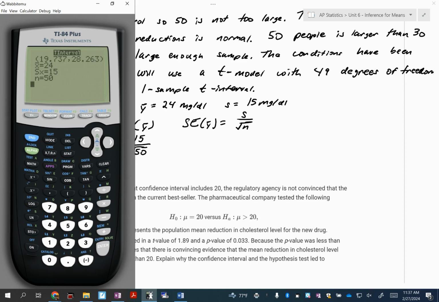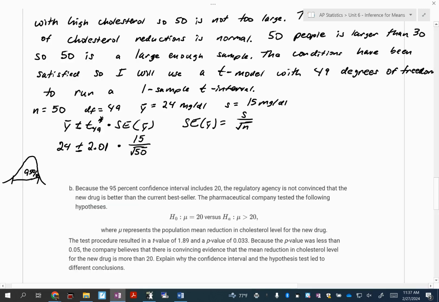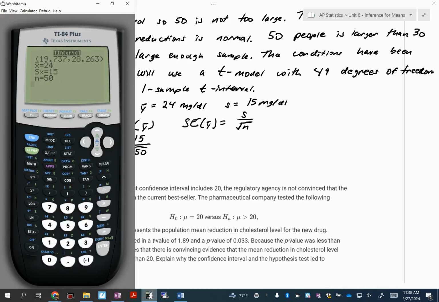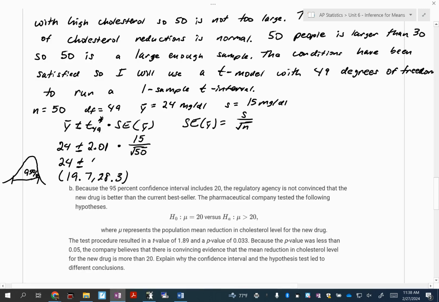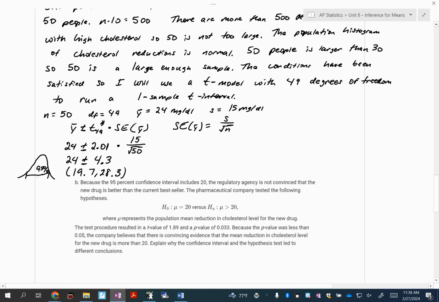So my answer is going to be 19.7 to 28.3. So 19.7 to 28.3. Remember to leave that little space to do a line where you can write down the margin of error. All right. So when I write down the margin of error, the way I do that is I subtract 24 minus 19.7, which will give me the margin of error of approximately 4.3 milligrams per deciliter. Okay, so once I finish with this, I'm ready to write my statement.